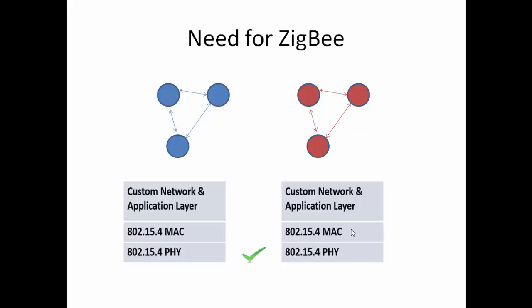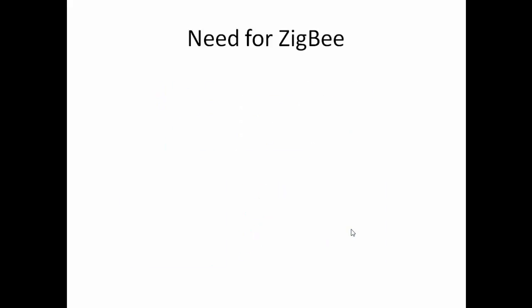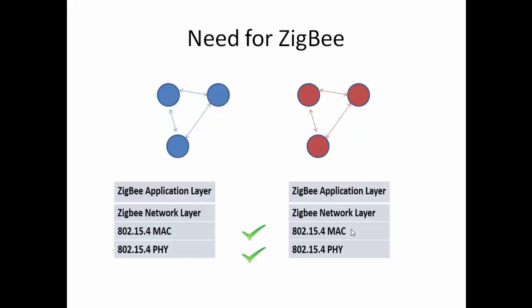At the PHY layer, it's fine. There is interoperability. Even at the MAC layer, it's fine. But when it comes to network and application layer, since both of them implement different protocols, the nodes cannot communicate. So if I want my sensor network to grow, or if I want them to communicate to different devices, I have to ensure that my network and application layer are same. That's what ZigBee does. ZigBee introduces a protocol for network and application layer.